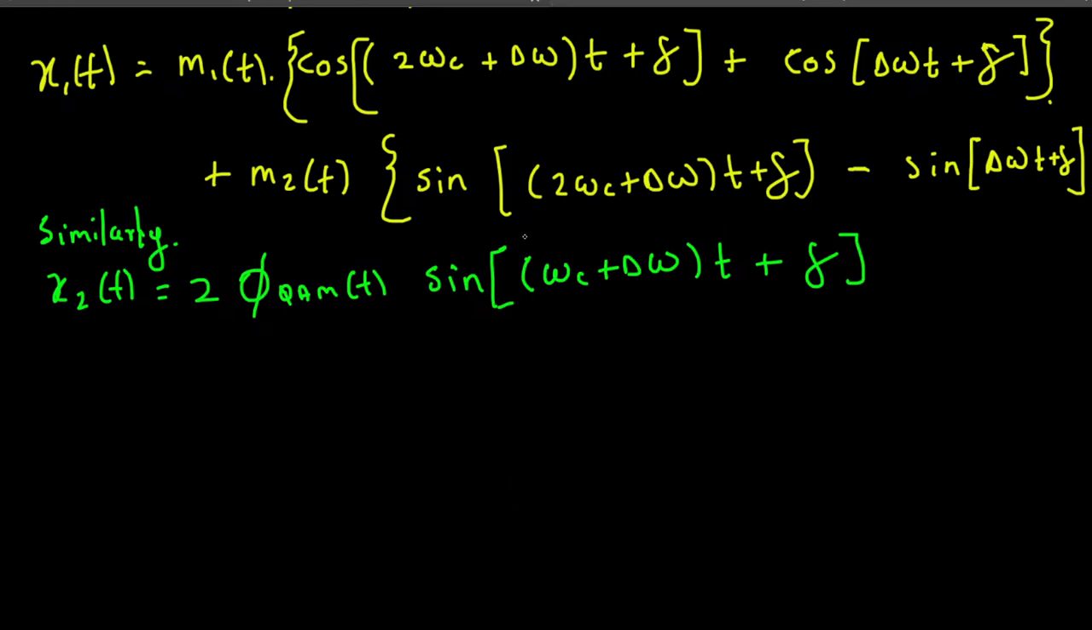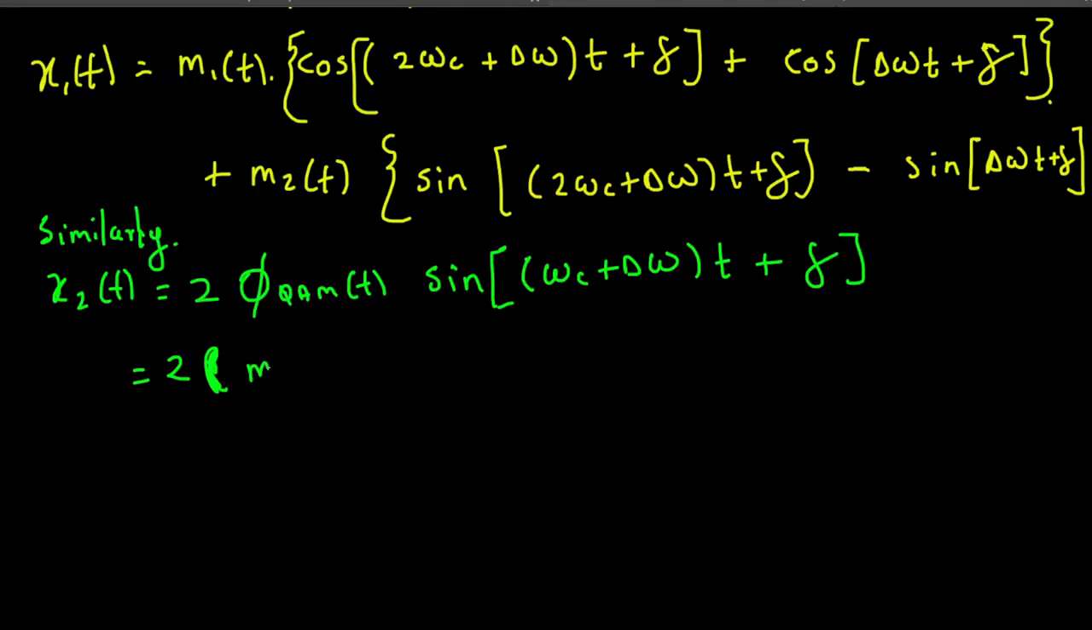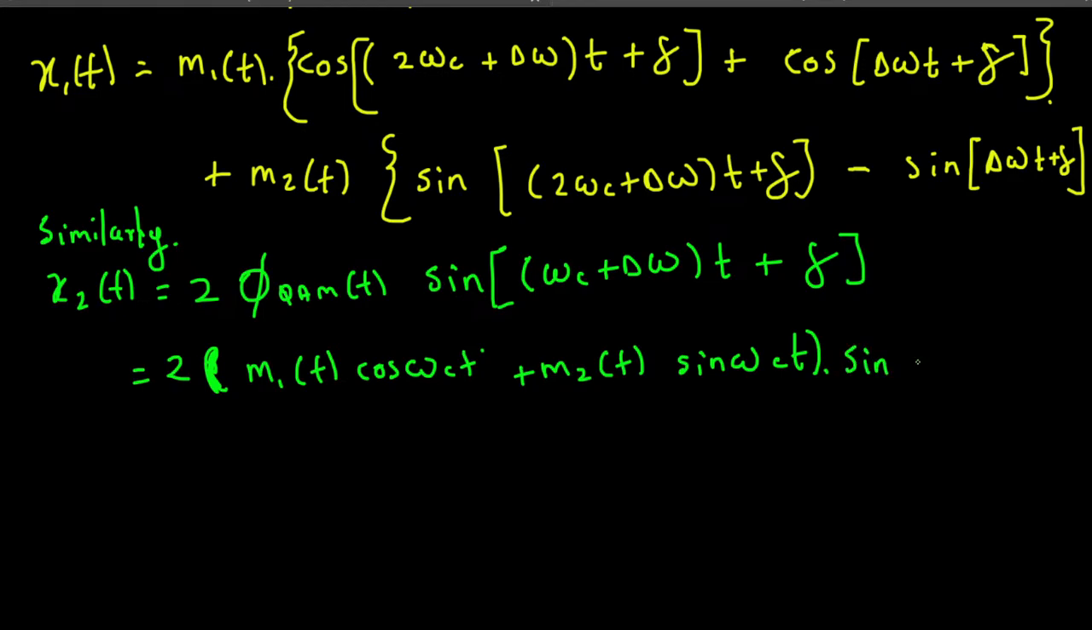Okay, as we did for the previous one, we just substitute the phi QAM value, that is m1 of t cos omega ct plus m2 of t sine omega ct. So this is going to be m1 of t cos omega ct plus m2 of t sine omega ct, and that's the phi QAM of t part, and then we have that multiplied by sine of omega c plus delta omega of t plus delta. Now we just have to expand this and then apply the trig identity.